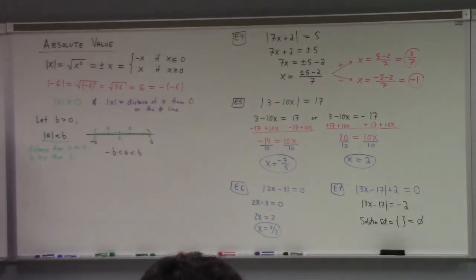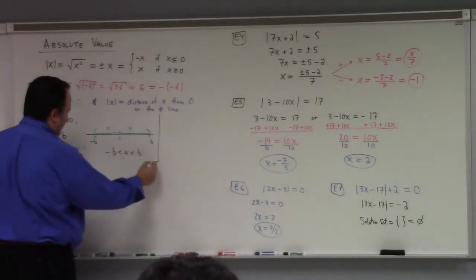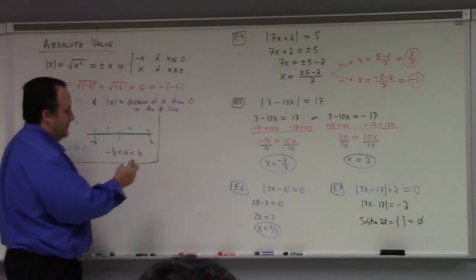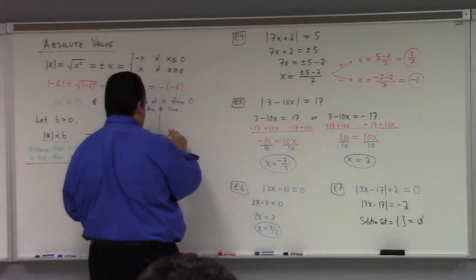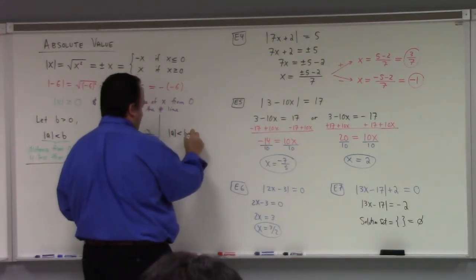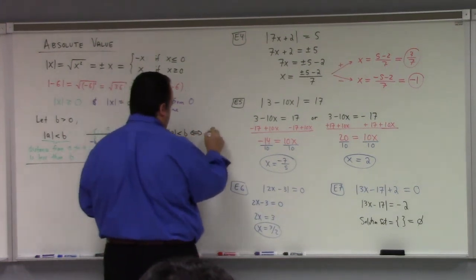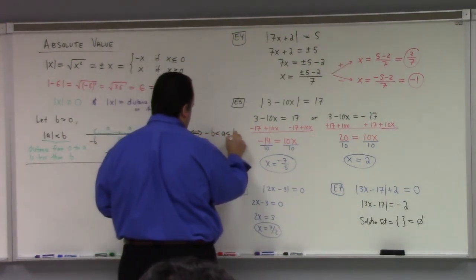All right? So just to summarize, we have the absolute value of A is less than B if and only if minus B is less than A is less than B.